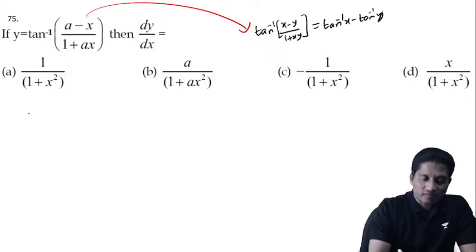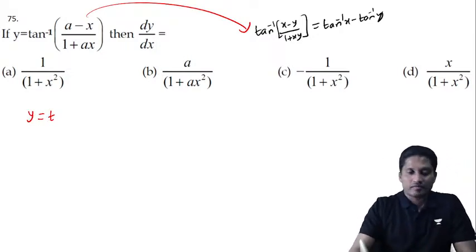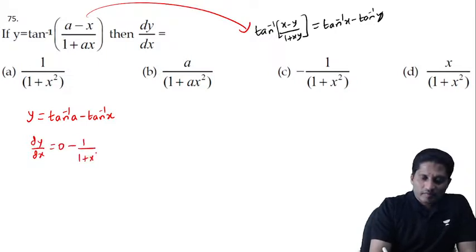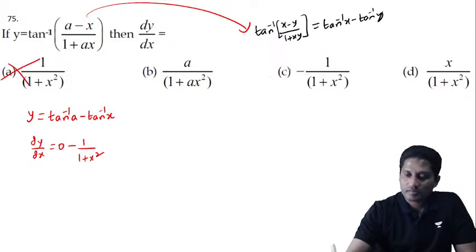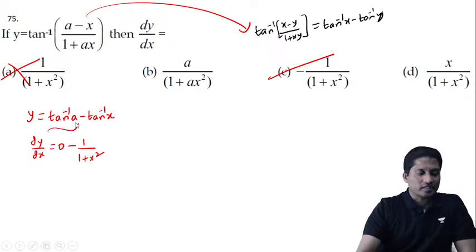Alright, now y is equal to tan inverse of x minus tan inverse of y. Now if I differentiate, tan inverse of a is a constant, right? It is 0. Differentiation of tan inverse of x is 1 by 1 plus x square. So first of all, minus 1 by 1 plus x square, right? Answer is option C. Tan inverse of a is a constant, that's why it is 0.